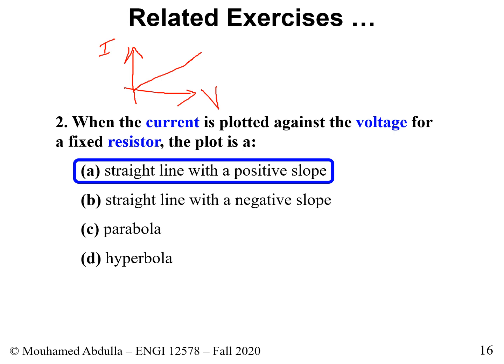You will get a straight line with a positive slope. That's correct. You will get a straight line with a negative slope. This is wrong. You will get a parabola. This is wrong. A parabola is something like this, like a U shape. You will get a hyperbola, so it's the 1 over x representation. This is also wrong. So the answer is really A.